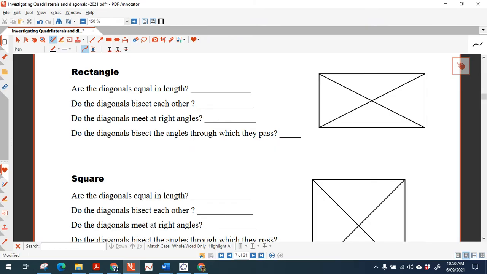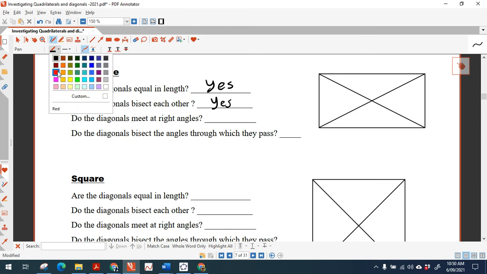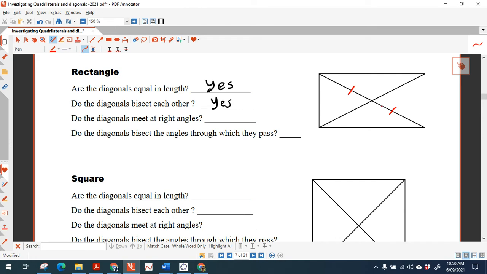So let's put that on our sheet. Are the diagonals equal in length? The answer is yes. Do the diagonals bisect each other? Yes. Okay, so let's mark that on the diagram. The diagonals are the same length and they cut each other in half, which means I've got a single dash here and a single dash here to say that those two halves of that diagonal are equal, and a single dash here and a single dash here.